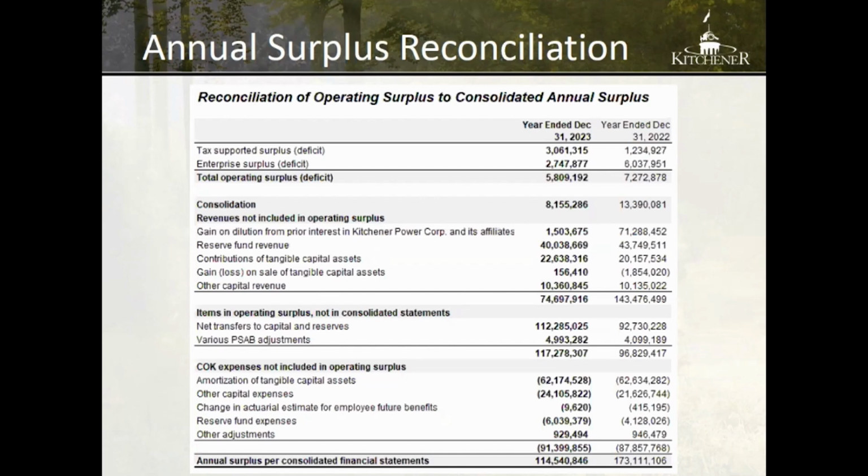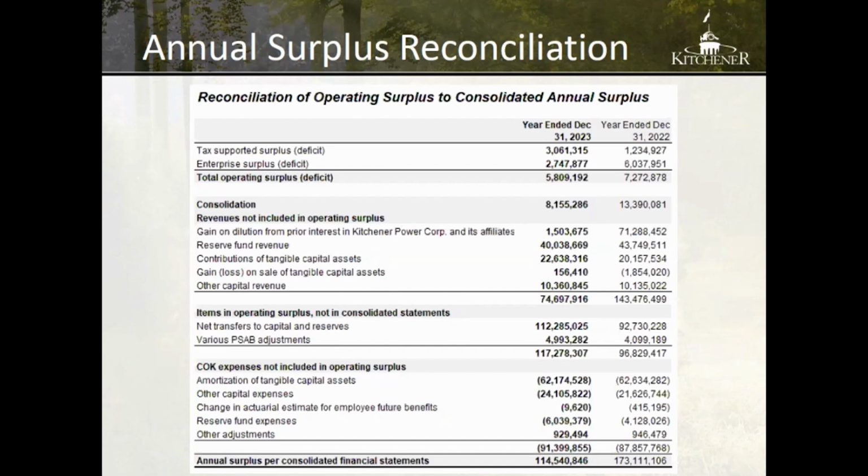The first contributor to the difference is the requirement to consolidate certain boards, as mentioned earlier, and to record the change in the investment in the government business enterprises. The addition of these items adds approximately $8 million to the surplus for the year. Further adjustments are then made to these combined results to have them reported in line with the standards set out by the Public Sector Accounting Board, or PSAB.